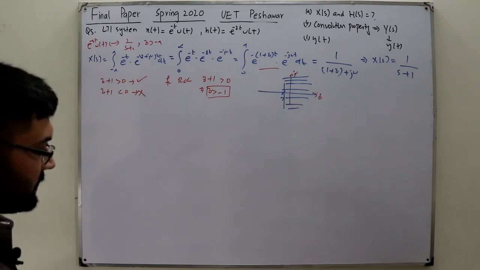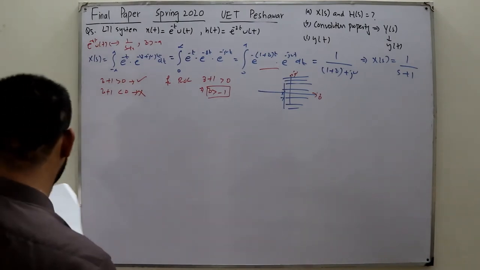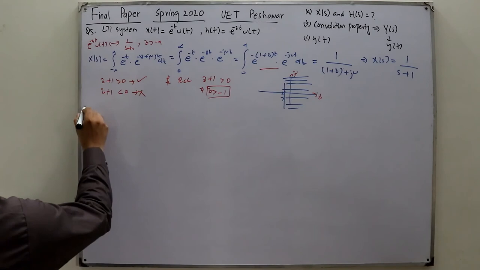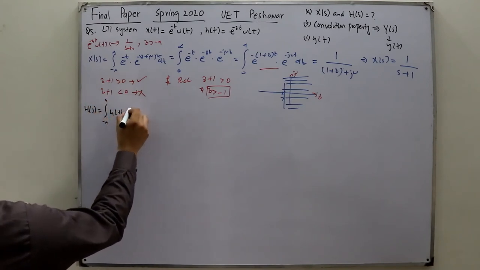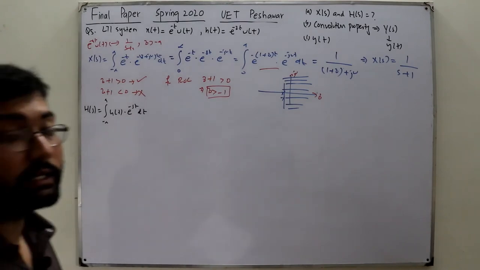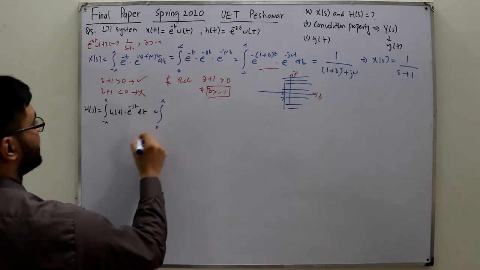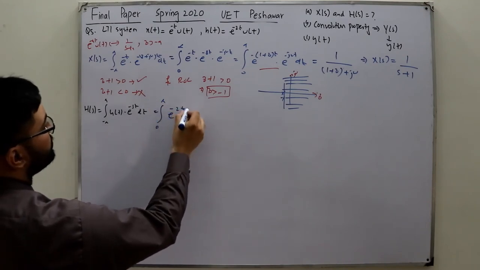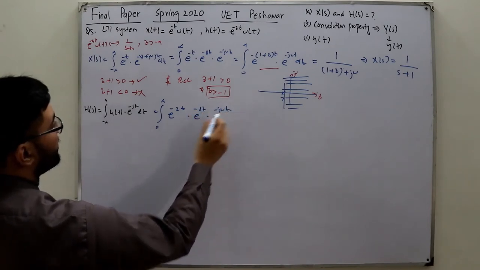Yes, we are also asked H of S. So this was for X of S. Now for H of S, what do you do? So now for H of S, you integrate this. H of S would be equal to negative infinity to positive infinity of H of T, exponential of negative ST dt. So you do this by yourself, because I've got a little tired. Anyways, U of T would give me this 0 to infinity, H of T is exponential of negative 2T, right? Then I have an exponential of negative sigma T, exponential of negative J omega T.